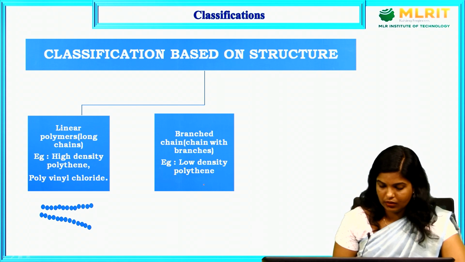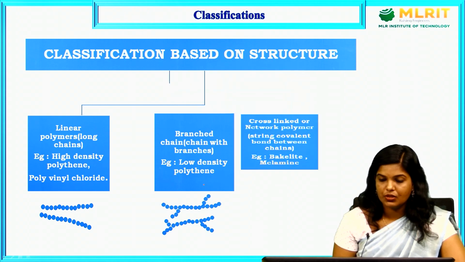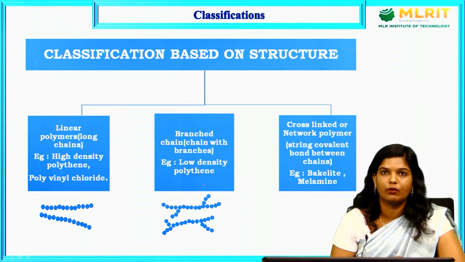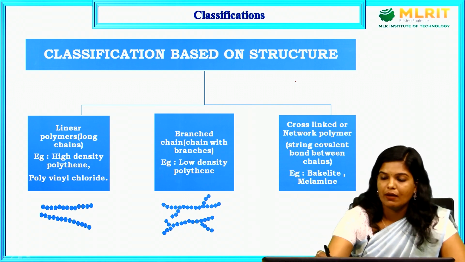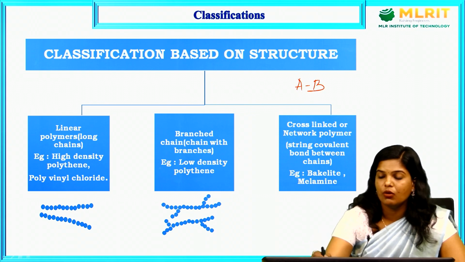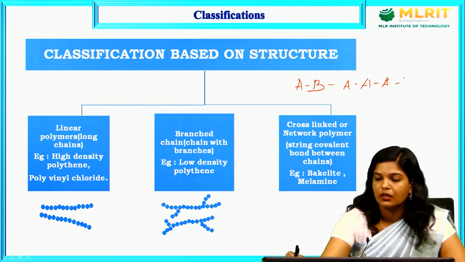Now comes the third classification, which is known as cross-linked or network polymers. Now what are cross-linked or network polymers? Instead of C, I am taking two different monomers, A and B, okay. Now what happens with A and B? It will keep moving, A, isn't it? Then B comes, again from B, A, like that it will be completely cross-linked.